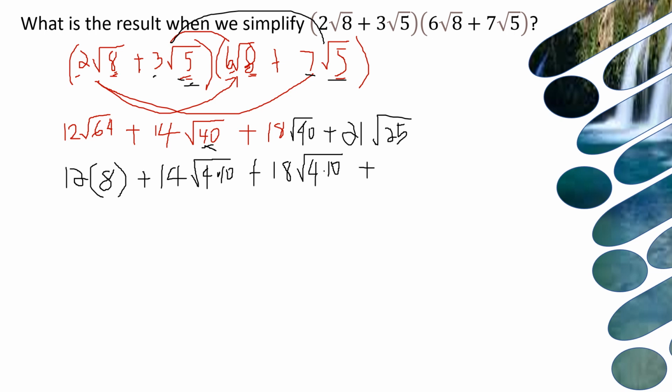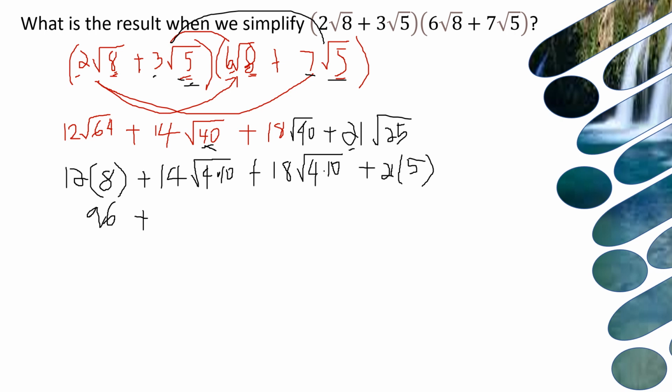then plus 21 here times the square root of 25, but the square root of 25 is 5. So we just simplify it as 5. Then simplifying 12 times 8, that's 96.